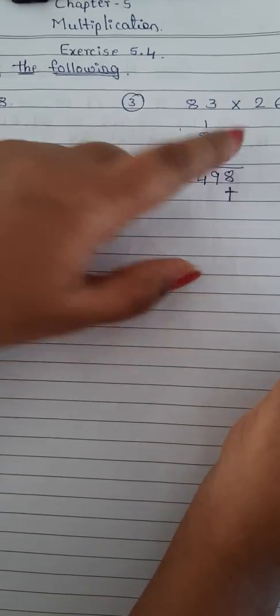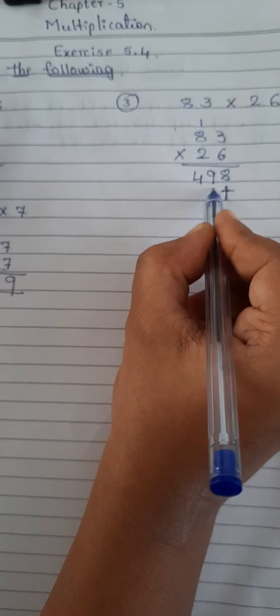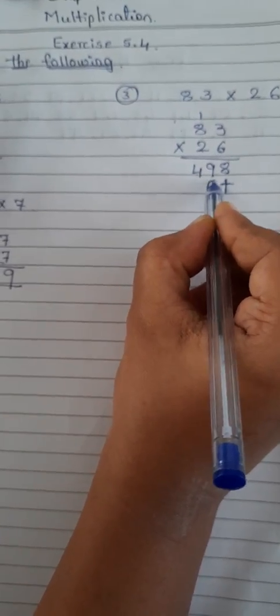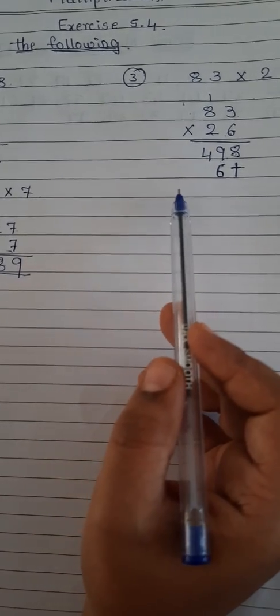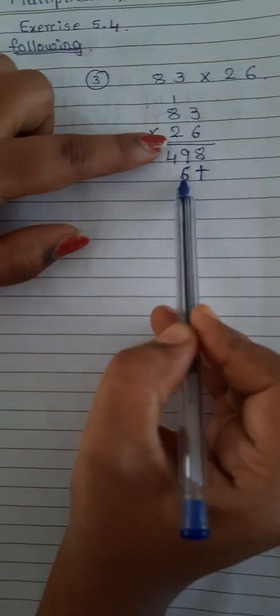2 into 3, 6. Where to write 6? Below this 9. One below another you have to write. Understood? Next, 2 3s are 6, we have written.